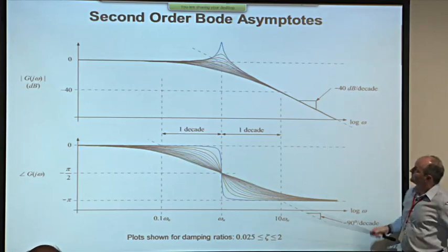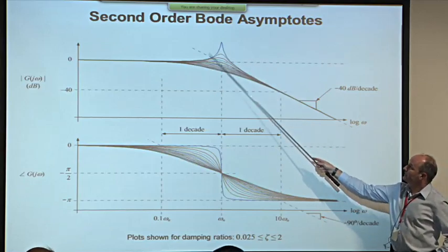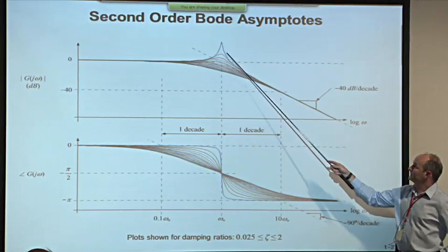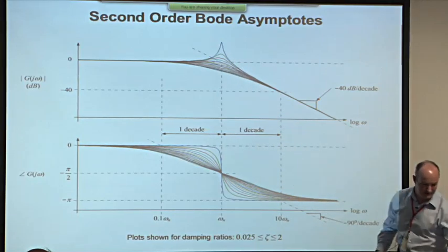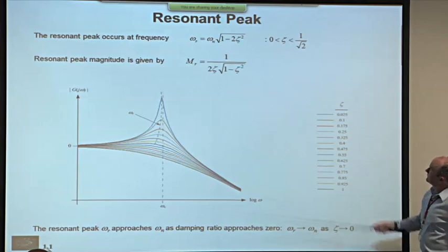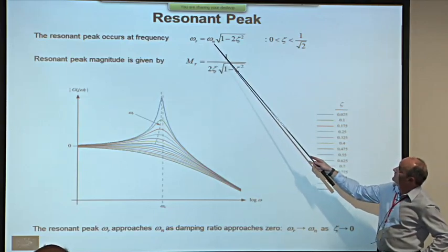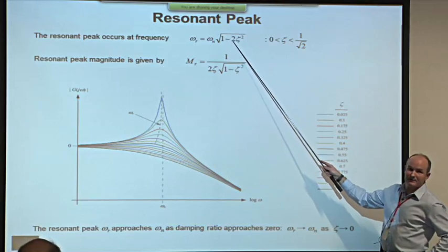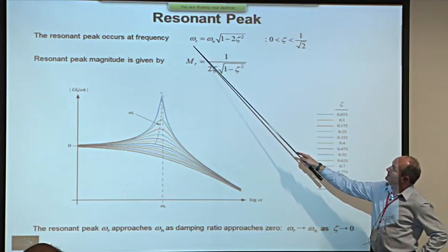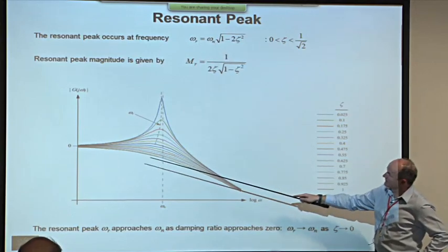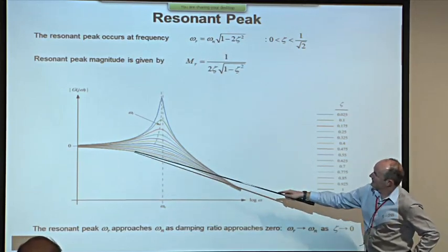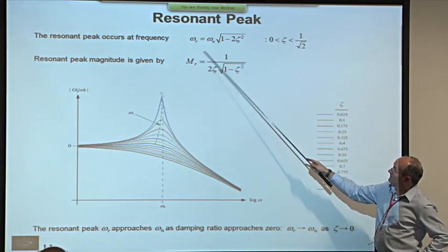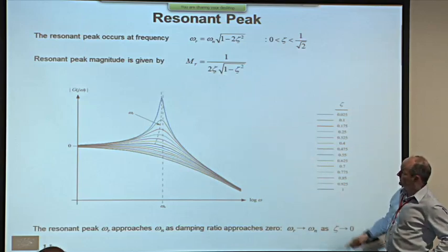Now, sometimes it's of interest to know the magnitude of this resonant peak. There is a formula for the magnitude of this. You just differentiate it and set it equal to 0. What you'll find is that the resonant peak occurs at the frequency omega n times the root of 1 minus 2 zeta squared. So you can see that as zeta becomes small, the resonant peak approaches the natural frequency, which is never changing. You end up with a peak that gets closer and closer to it, and the magnitude of it gets very big because zeta becomes very small.